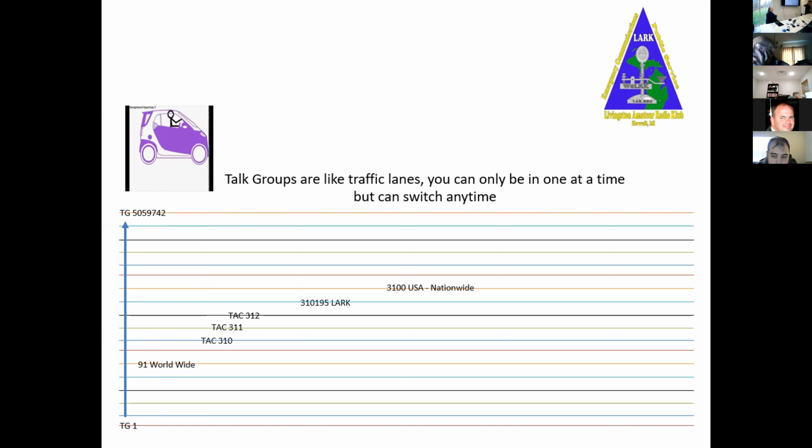But everything in between, everything below 10,000 is more of a public talk group. Everything above 10,000 is more of a private talk group. No such thing as privacy, but they treat them differently. And I'll explain this as we go forward.